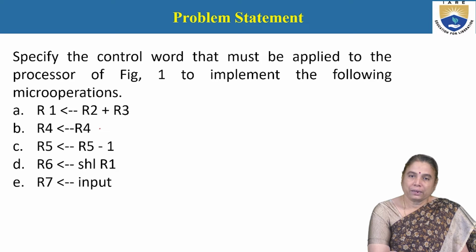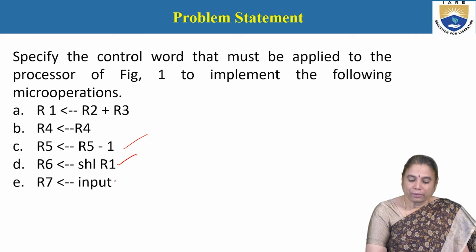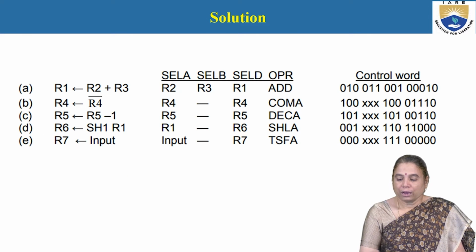The second operation is simply a data transfer statement. The third operation is a decrement operation. The fourth operation is a shift left operation on the register. The next operation is an input operation. So how does the control word have to be selected?